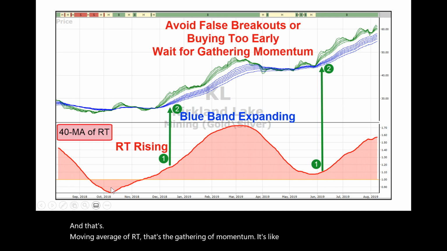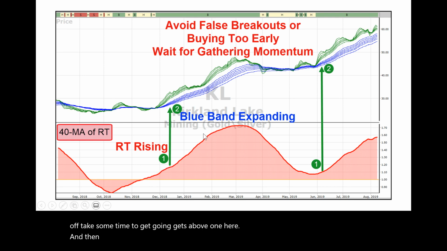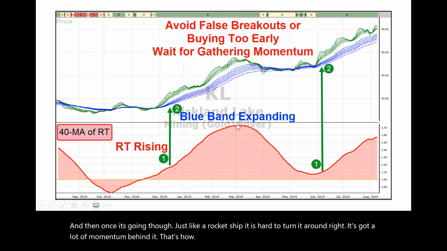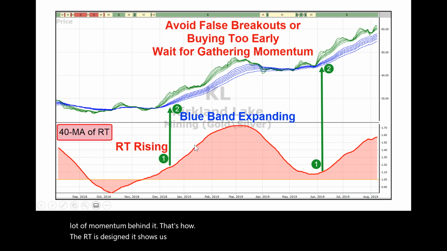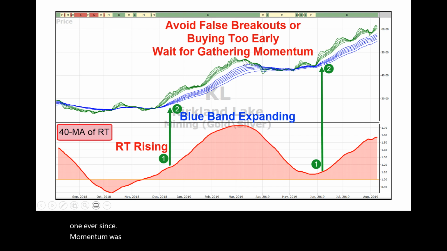It's like a rocket ship. When it blasts off, takes some time to get going, gets above 1 here, and then once it's going though, just like a rocket ship, it's hard to turn it around, right? It's got a lot of momentum behind it, and that's how the RT is designed. It shows us that momentum and magnitude of the move, and it's been above 1 ever since. So even here, the momentum was slowing, and we could see it up top as well, but it never got below 1, and then it took off again.